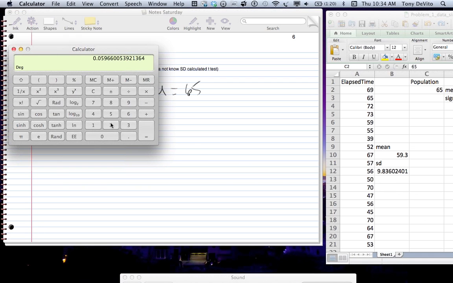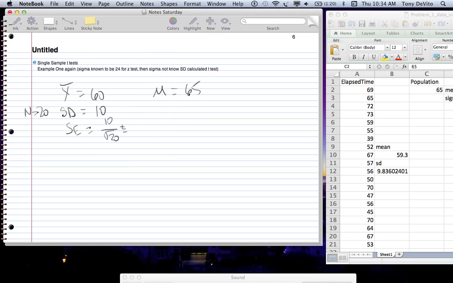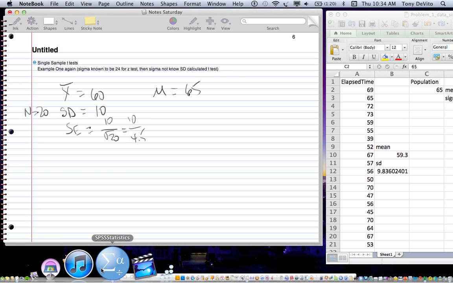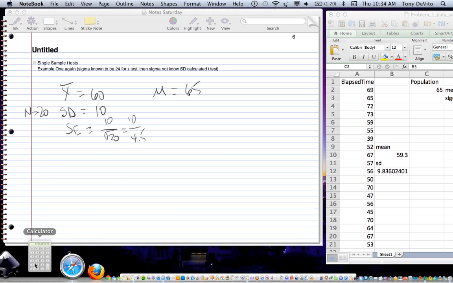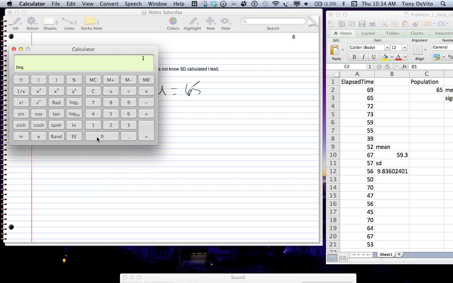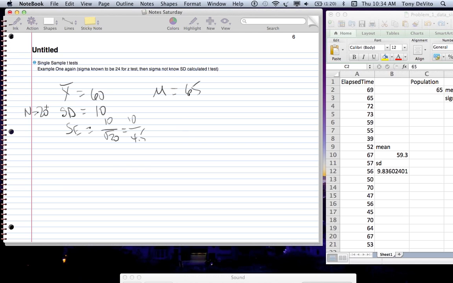Square root of 20 is 4.47. I'm going to call it 4.5. Okay, 10 divided by 4.5 is equal to 2.22222. I'm going to just call that 2.2. Okay, again, I'm cheating. You can't cheat. The only time you can round off is at the very end of your calculation.